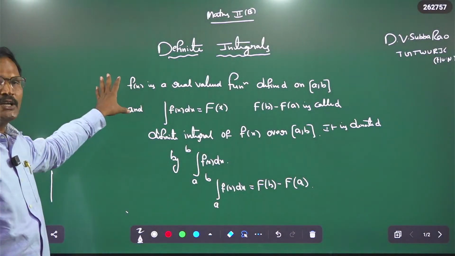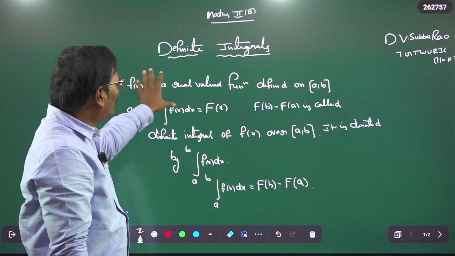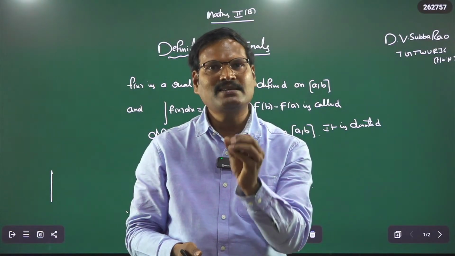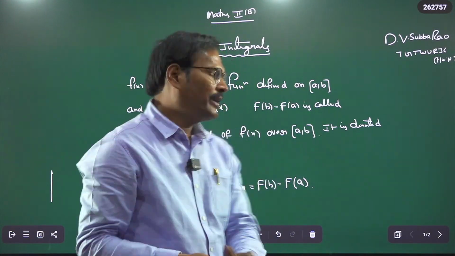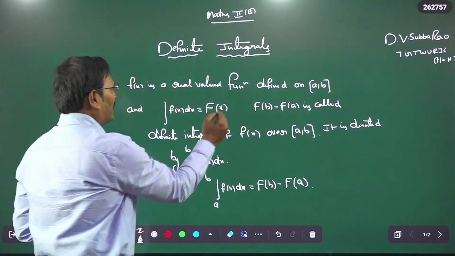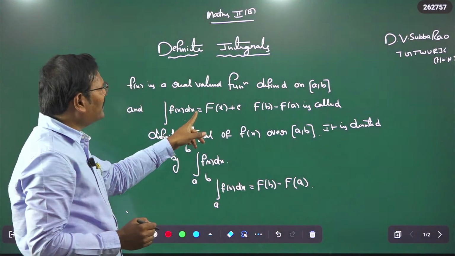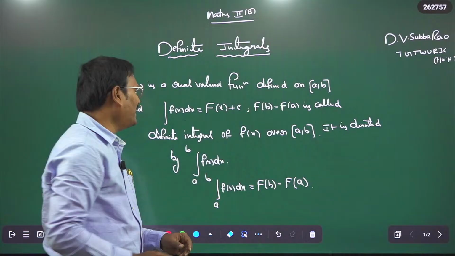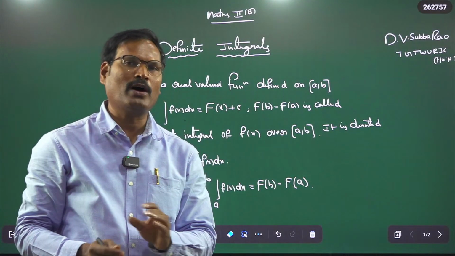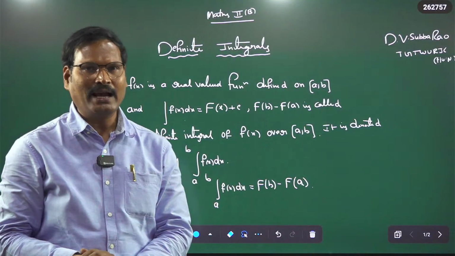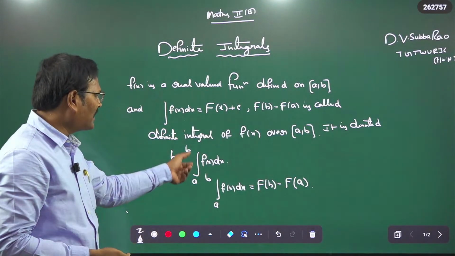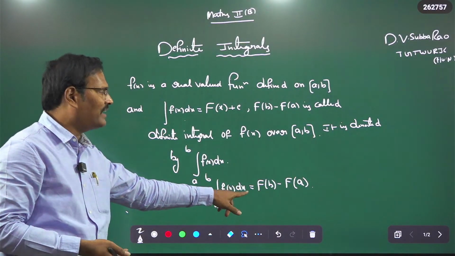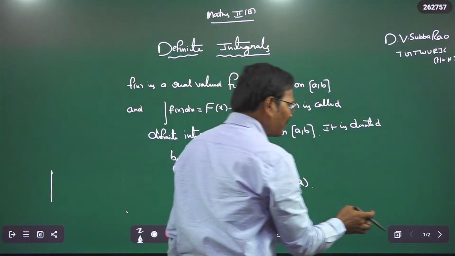So once again listen to the definition of definite integral. f of x is a real valued function in the closed interval a comma b. So the function must be defined in that interval. And we have already learnt in indefinite integration, integral f of x dx is equal to capital F of x plus c, and F of b minus F of a is called the definite integral of f of x over the closed interval a comma b, and it is denoted by integral a to b f of x dx. So from this we can write integral a to b f of x dx is equal to F of b minus F of a.